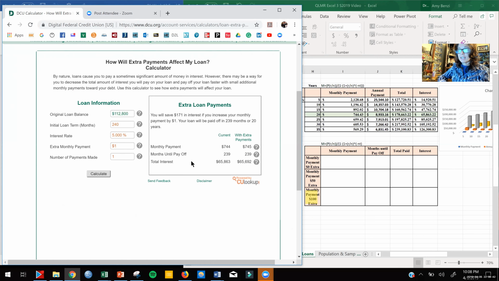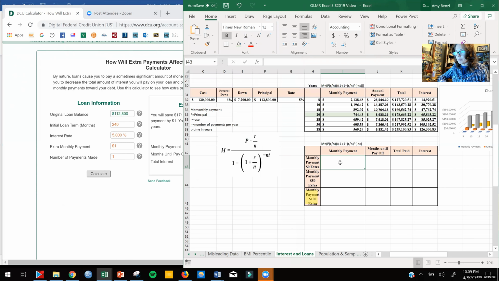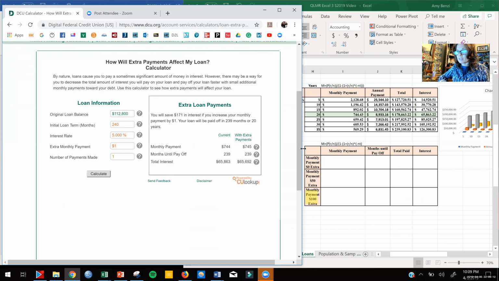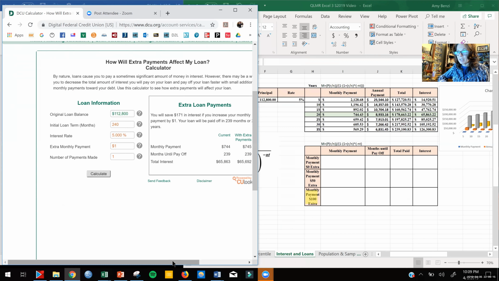All right, so look, even if I just paid $1 a month after 20 years, I would save almost, I don't know what, 170 bucks. In 20 years, I would save 170 bucks if I just paid an extra $1 a month. So I know that's not too much, but hey, 170 bucks is 170 bucks, right? So what happens now is we put our information in here. All the information that it gives us on this web page goes into our Excel.